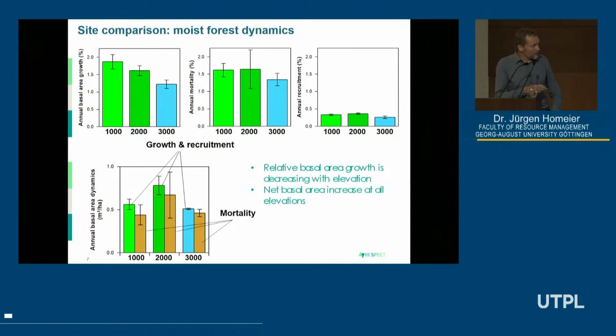If you are wondering because of this effect, this is still basal area. What is missing is above ground biomass. So when we take into account the tree height, probably the pattern will change a little bit because trees are taller at 1,000 meters, so there's probably a bit more above ground biomass increment compared to 2,000 meters.